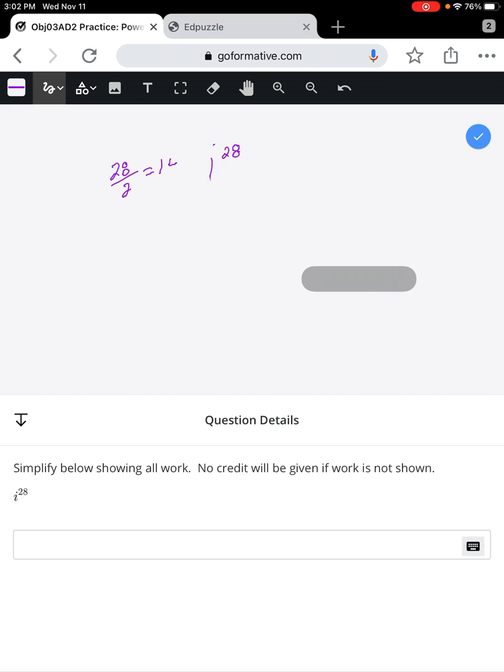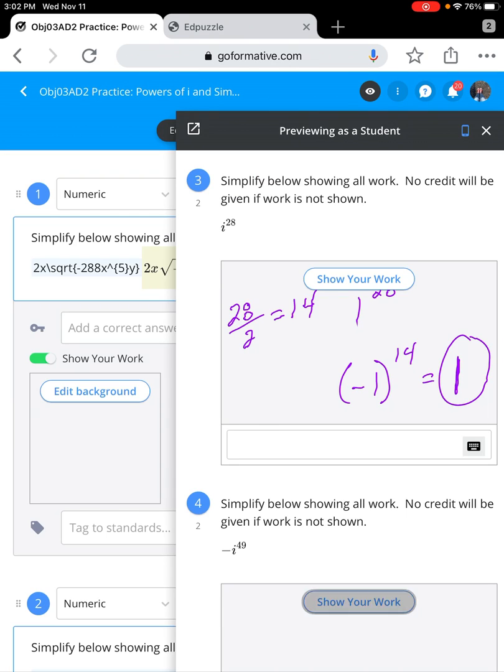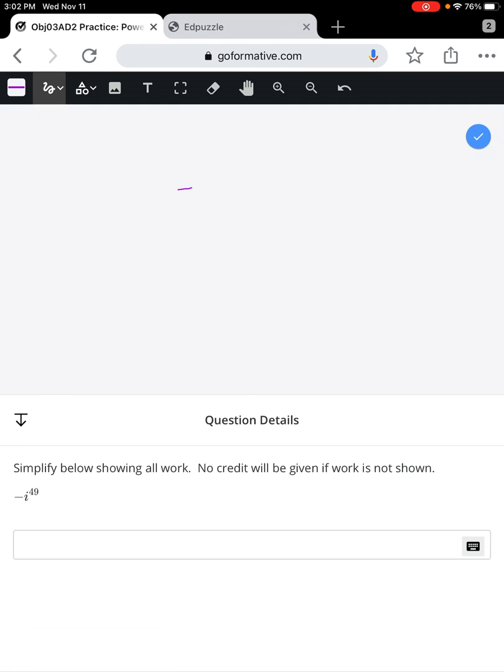i to the 28th. So all I do is I take my exponent and divide by 2, and I have another nice 14. I'm just going to write it as -1 to the 14th power, which you can put in your calculator, but it ends up just being +1. -i to the 49th power.